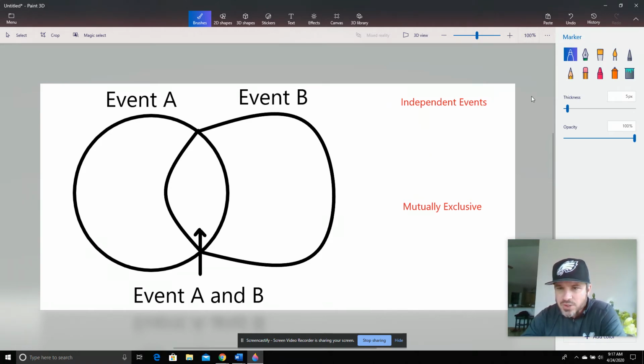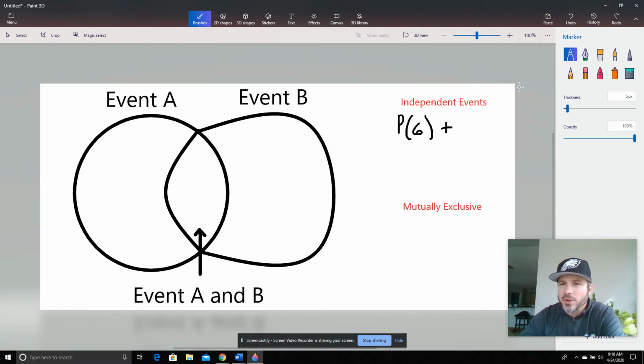Okay. So first we'll talk about independent events. Independent events are when the probability is unaffected by the first event. So the independent events can be totally separate events. Like for instance, I could find the probability of rolling a 6 on a die, and I could find the probability of rolling a. Whoops, sorry.